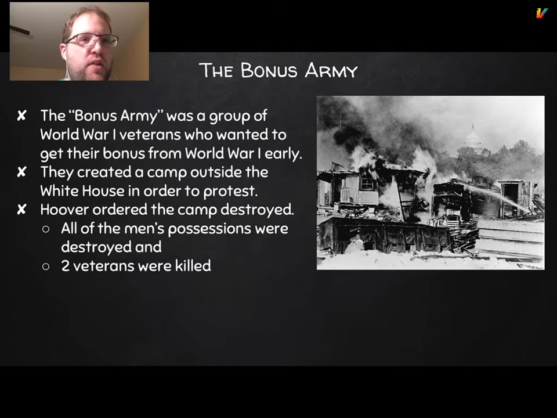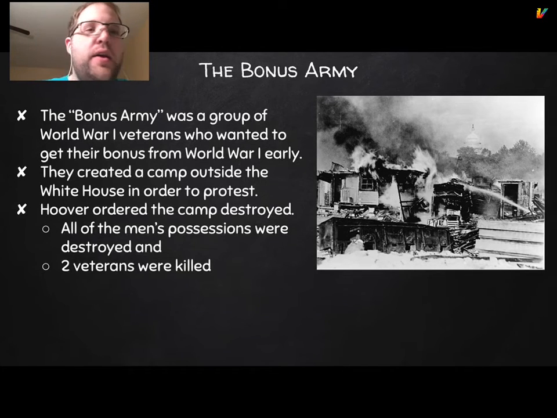So this is not the U.S. Army. This is just a bunch of ex-soldiers who called themselves this. And they were like, pay us early. And Hoover wouldn't give them the money early. The government might not even have had the money early. But these men built a Hooverville right outside of the White House, or almost across the street in the Capitol, and they were marching and protesting, and they weren't violent, but they were right across the street basically.